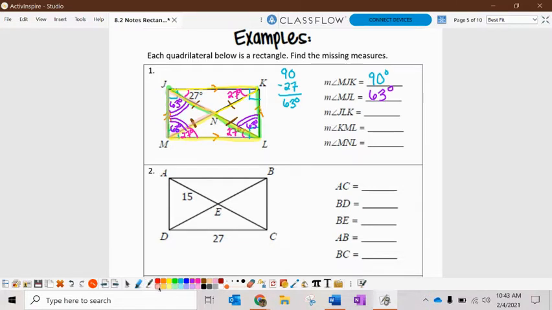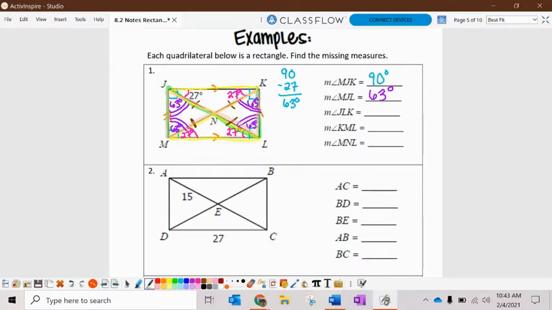Same thing on the other side. If we looked at that triangle, it's also an isosceles triangle, so its base angles would be congruent. So that would also be 63 degrees.